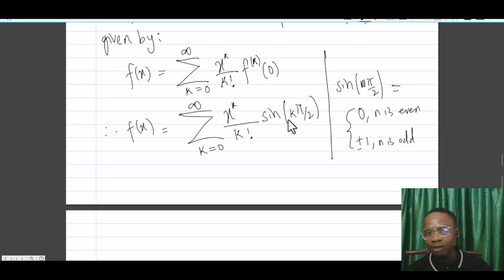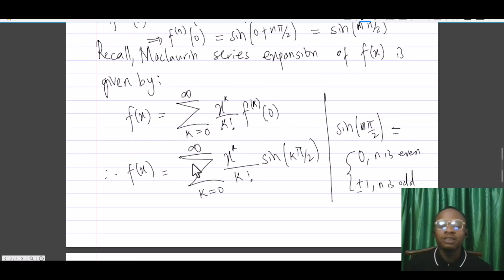So we can forget about all of those. That means for our situation, k should only be odd. Now, we know that k should only be odd, but this summation still has to go from 0 to infinity.